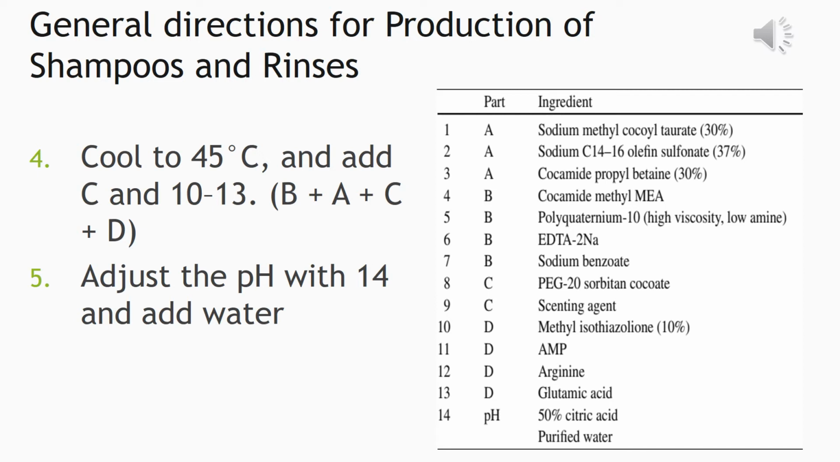Now we shall adjust the pH with chemical number 14, that is 50% citric acid, and then we shall add purified water to it. This is the old method by which we can follow these 5 steps to make up shampoos and rinses. So this is a step-wise addition of all different chemicals which we have categorized as A, B, C, D. So we can follow this method to make up shampoos.